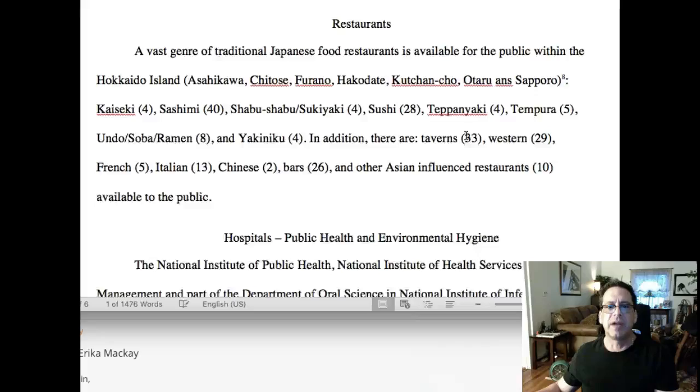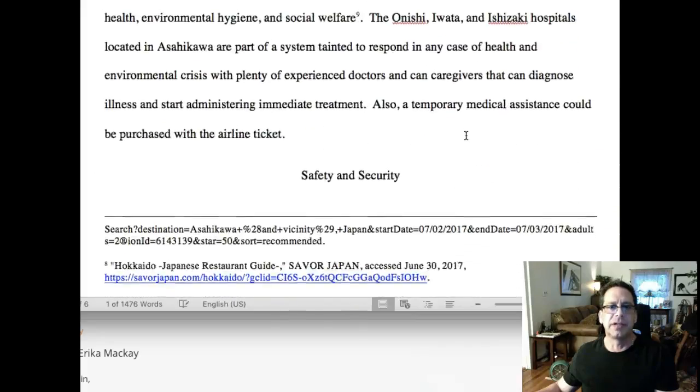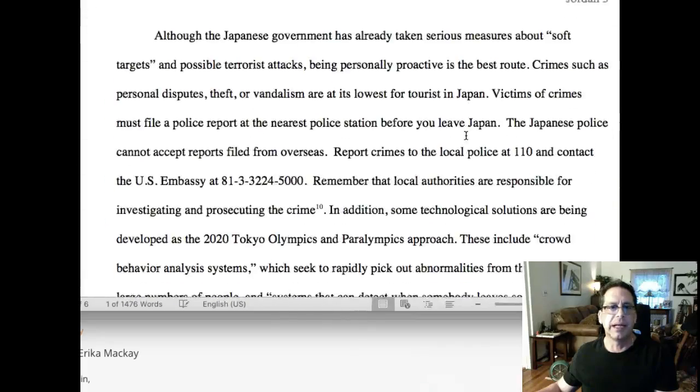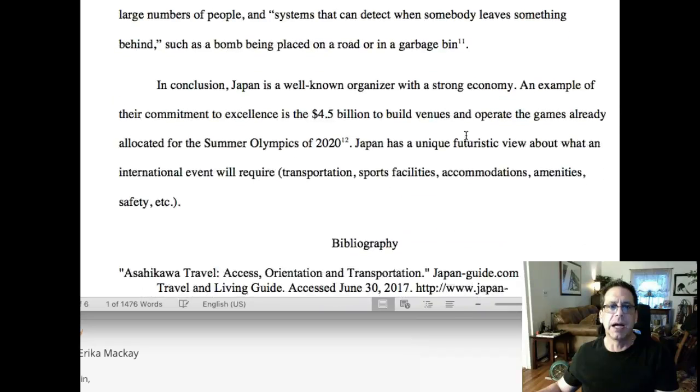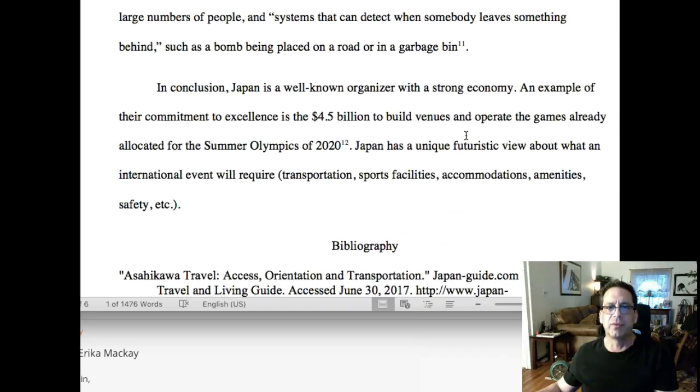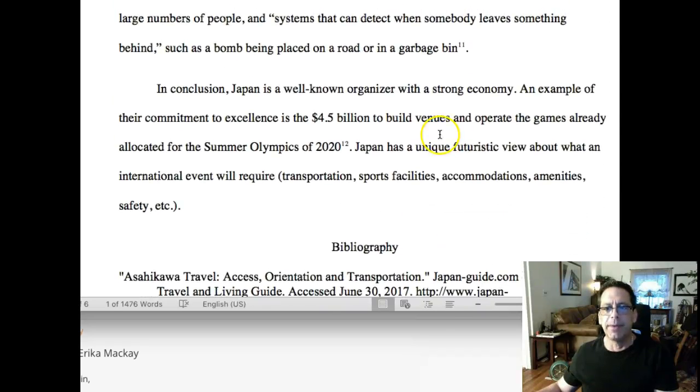Okay, restaurants definitely, hospitals definitely, good job there. Public safety and security, absolutely. Great job. I think the rest of it is just really, really solid. A couple of things I would recommend: the carbon footprint. What kind of carbon footprint is going to be left behind, and how is this going to affect the local peoples in the area that you are bidding for the event?